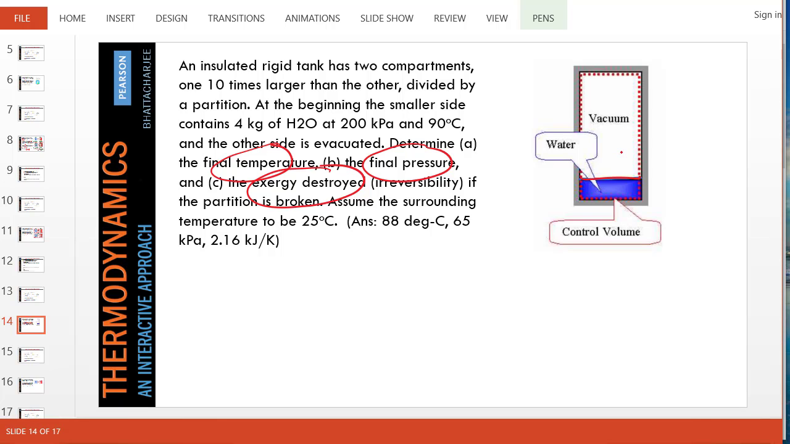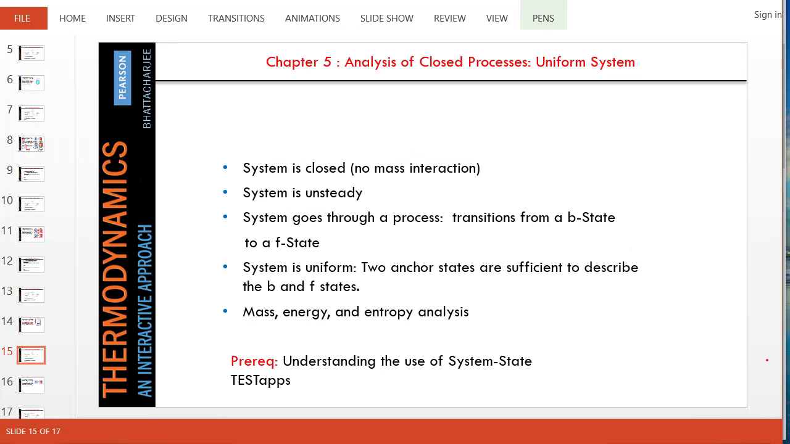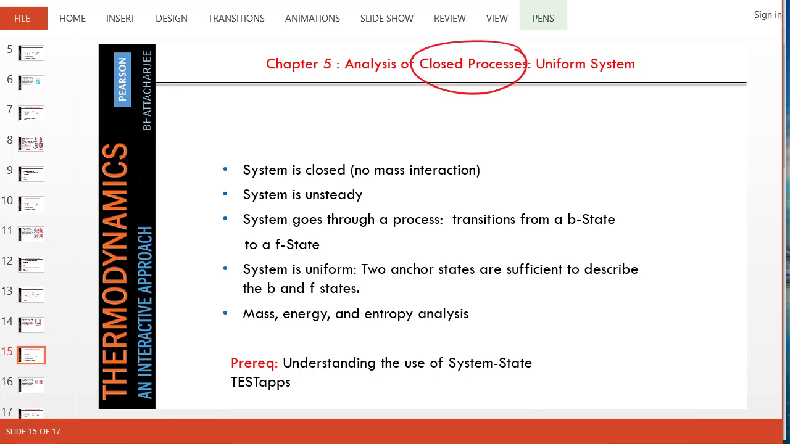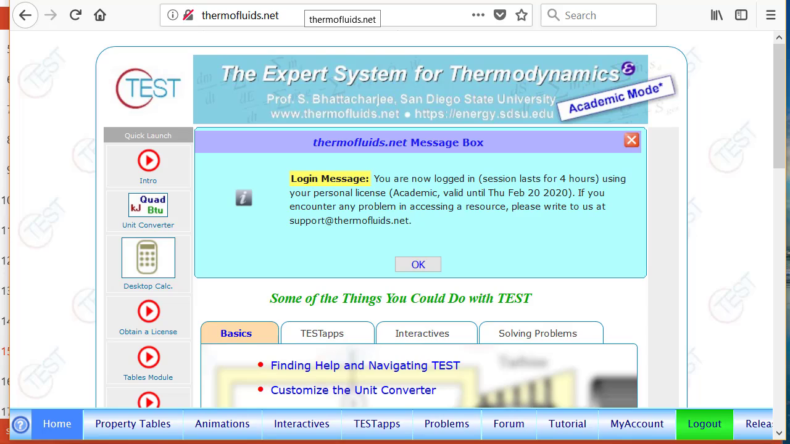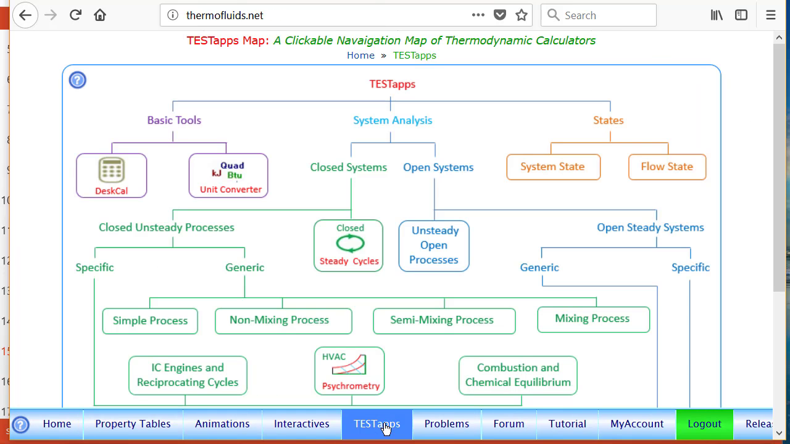So it can be considered as a closed process if you take the entire system as your system consisting of two subsystems. These kinds of closed process problems are covered in chapter 5. In a closed process problem, a system goes from a beginning to a final state, B state to F state. In this case, we have a composite B state and a single F state. Okay, so let's go and launch a suitable TESTpy app.